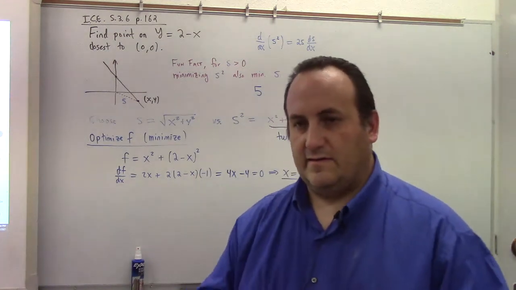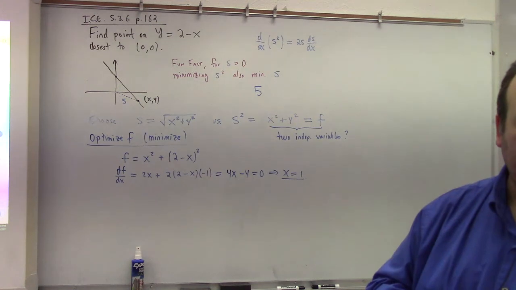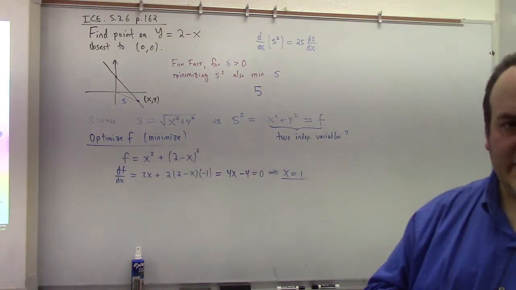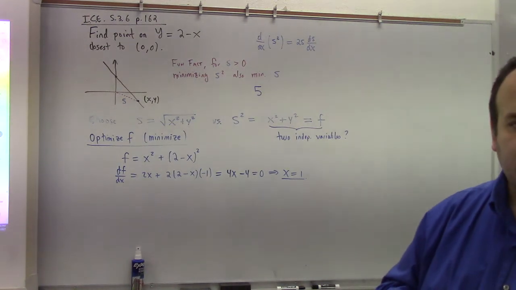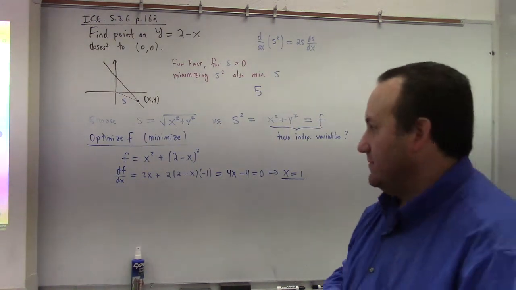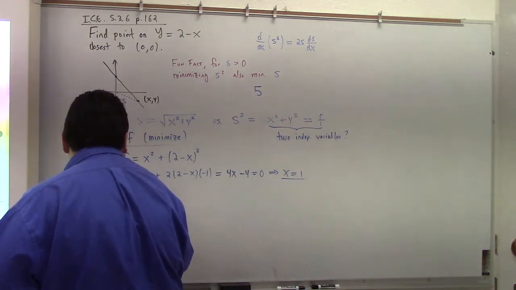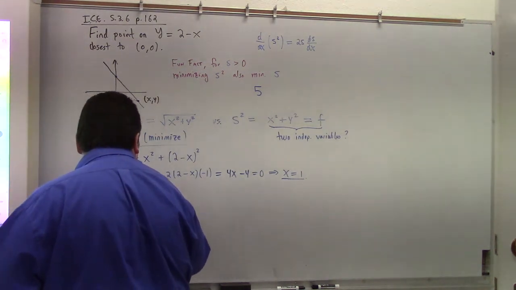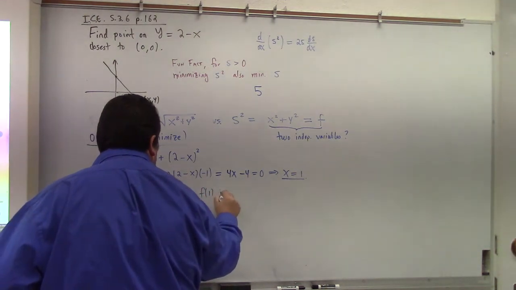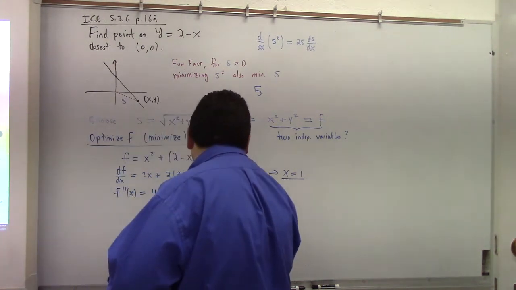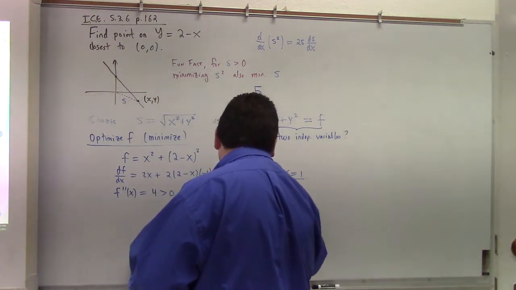Now we should check, is that going to give us a minimum? I don't want to find intervals of increase and decrease here. I'm just interested in the question, is it a minimum? So the easy thing to do is take a second derivative. I can use the second derivative test to verify it's a minimum. The second derivative test gives me 4, which is greater than 0, which tells me that f of 1 is a local min by the second derivative test, right?